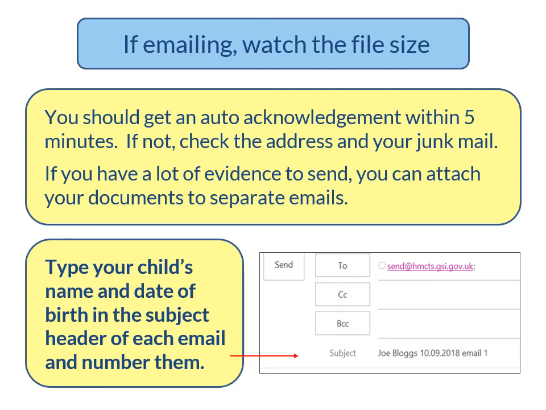If you have lots of evidence to send and it's clear that the file size of your email is going to be too big, you can attach your documents to separate emails. If you do this, make sure that your child's name and date of birth are in the subject heading for each email, and number the email in the header too, as in the example on the screen.